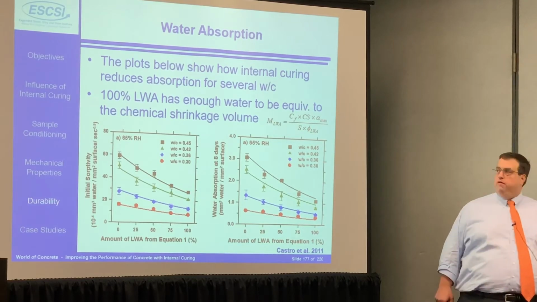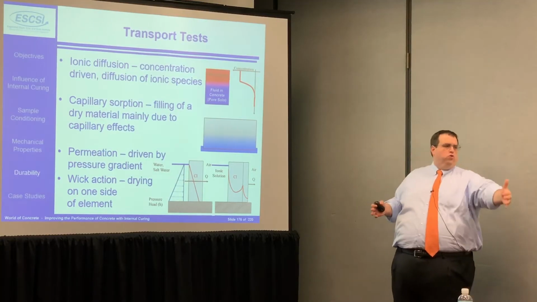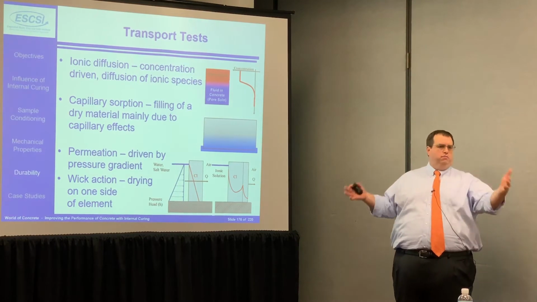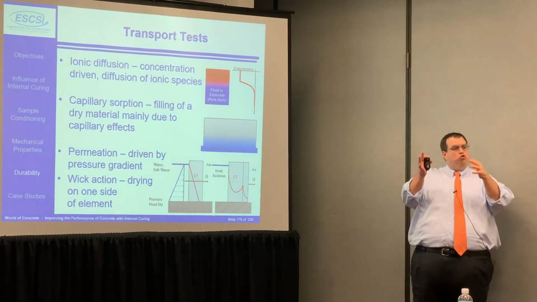is very quickly, there's really three types of transport tests. Well, there's 4. I'm sorry, I've got 4 listed, so I should talk about 4. I'll tell you one's not that important in a second. Ionic diffusion, I've got a lot of chlorides here. I've got no chlorides here. Seawall, bridge decks with de-icing salts. It's really the gradient of chloride ions that cause them to move through the system.